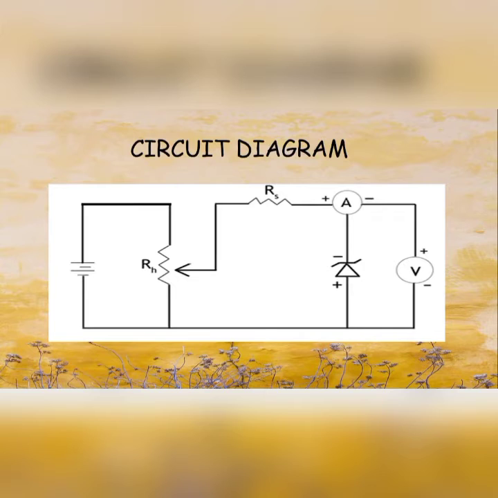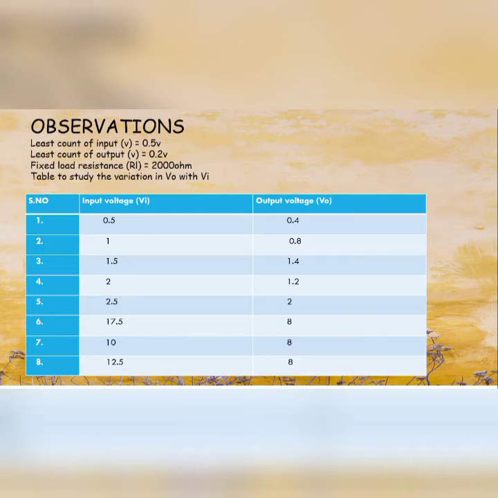So this is the circuit diagram for the experiment. The least count of input is 0.5 volt. The least count of output is 0.2 volt. And we have taken the fixed load resistance of 1000 ohm, and the variation in output voltage and input voltage is given in the table. As we can see, the output voltage is 8 volt.